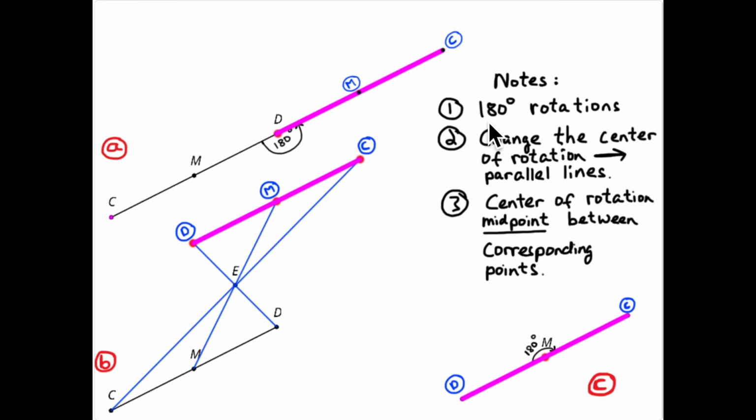So in summary, for a 180-degree rotation, wherever the center of rotation is, whether it's D, E, or M, or anything else for that matter, you will always end up with a rotated image that's parallel to the original figure, and each corresponding point can be located by drawing a straight line through that center of rotation, the midpoint between each of those corresponding points.